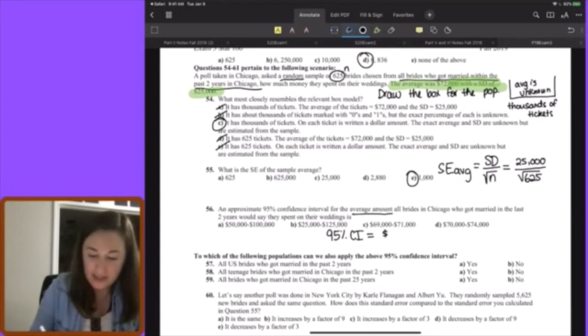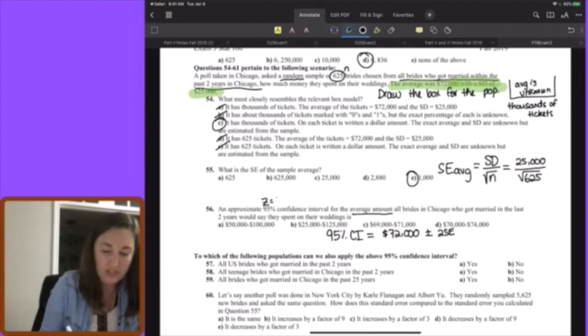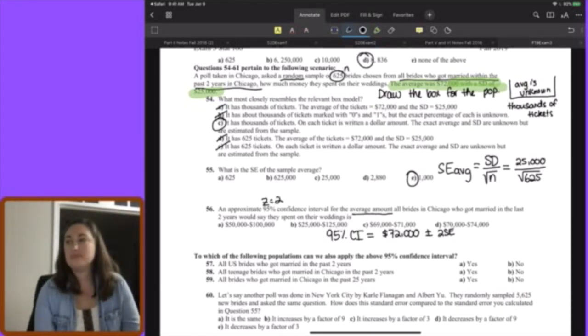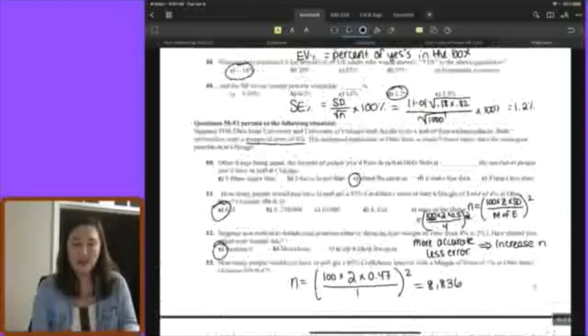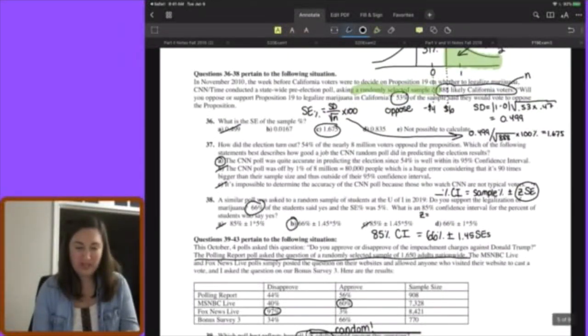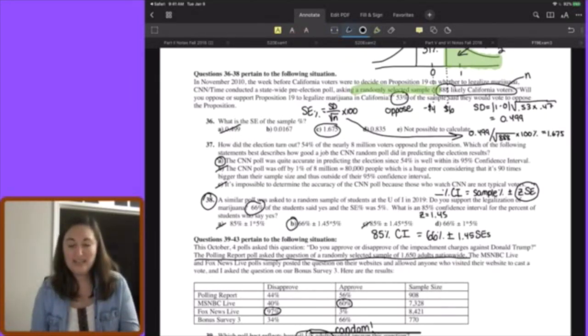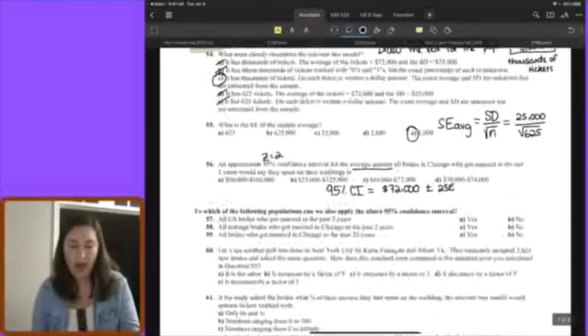It's a confidence interval for the average amount. So the average amount was $72,000, right? And we just want to make that into a range. So I'm going to add and subtract 2 standard errors because the z-score for 95 is 2. If you remember back from the other question, question 38, where we had an 85% confidence interval, we added and subtracted 1.5 standard errors because the z-score was 1.45 for 85%. For 95%, the z-score is 2. So I can actually figure this out.